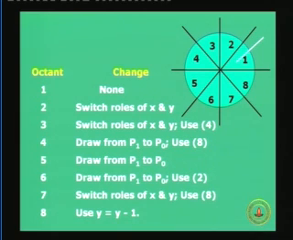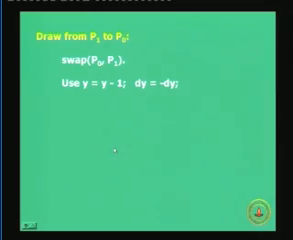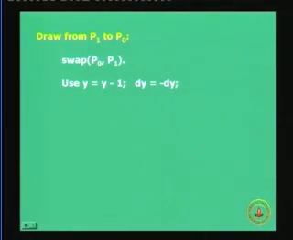but we have to see the section of the code which is involved in those two simple constructs or cases where you change the roles of x and y and draw from P1 to P0. This draw from P1 to P0 in terms of coding means swap P0 and P1 and decrement y, or decrement delta dy as well. Okay. So this is what is given here. Draw from P1 to P0.